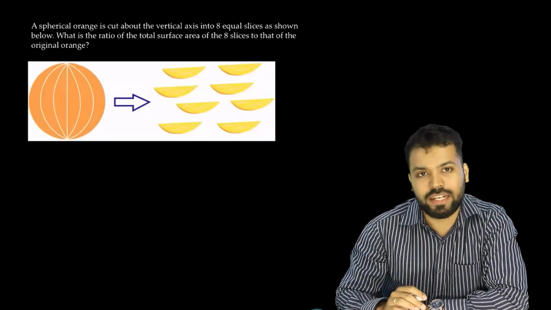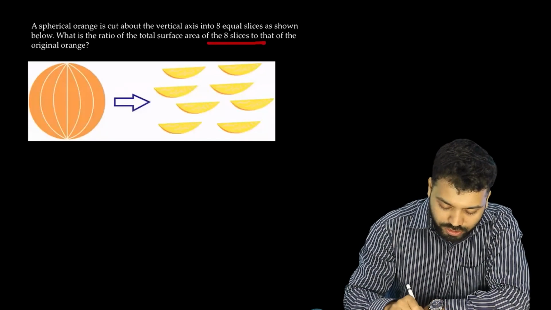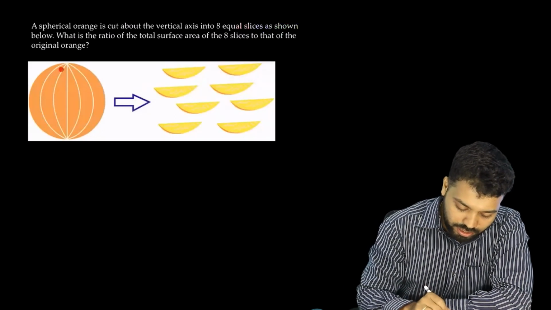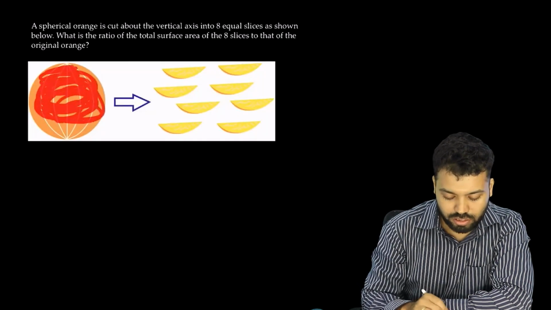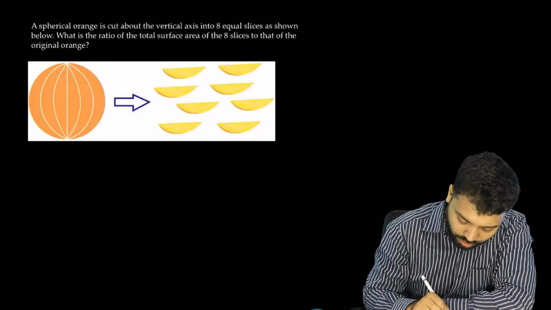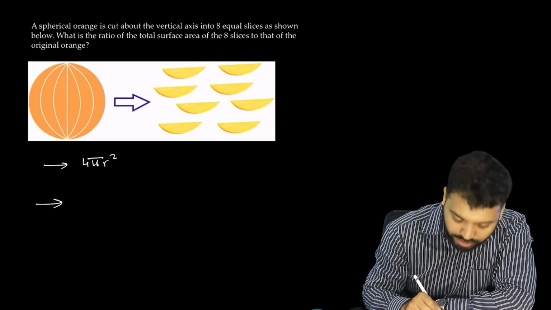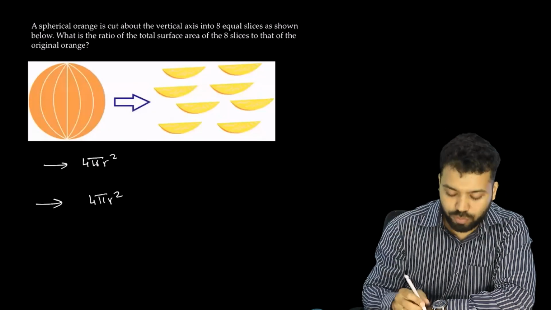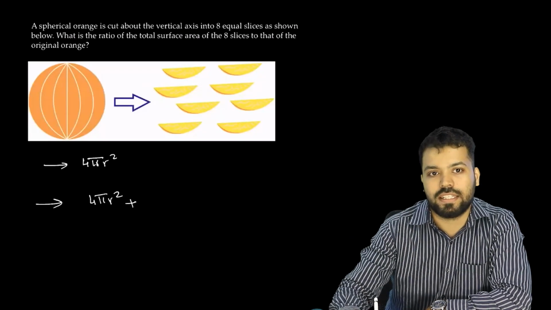Suppose instead of having 8 slices, let's see what happens if I divide an orange into 2 equal slices. First of all, how much is the surface area that I already have around this orange? 4 pi r square. Very good. The original orange has 4 pi r square. Whatever slices I make will have the original outer area, plus some area will get added as I keep on slicing it.